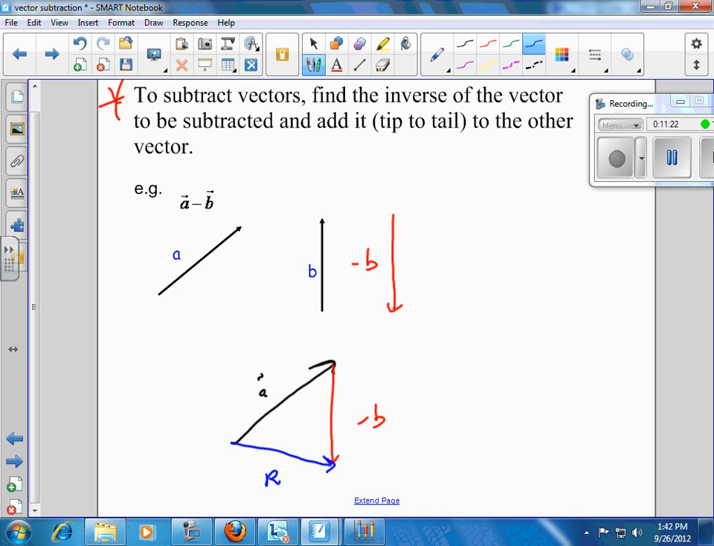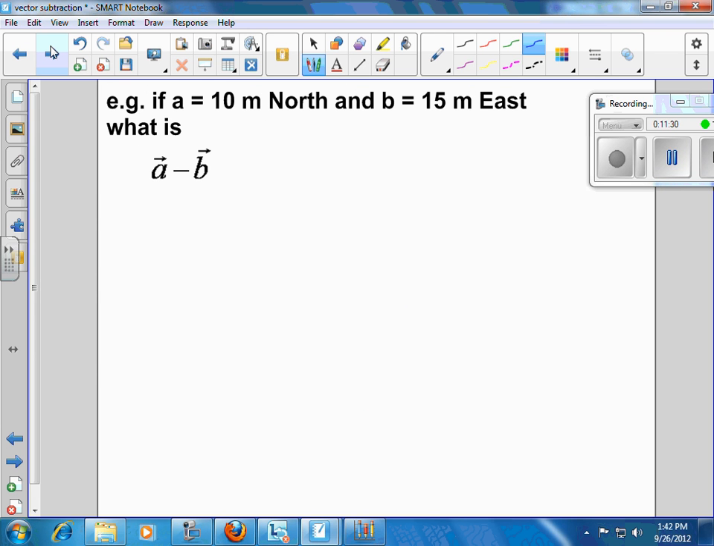Okay, so let's take it a little step farther, and let's put some numbers in there. Let's see if we can do it. If A is 10 meters north and B is 50 meters east, what is A minus B? Do you want to try this one on your own? Just try that a little bit. Use a pencil. If you make a mistake, that's fine. We can erase or we can go to the side. Don't worry about making a mess.